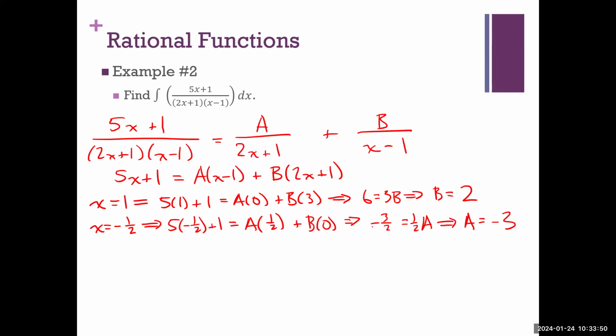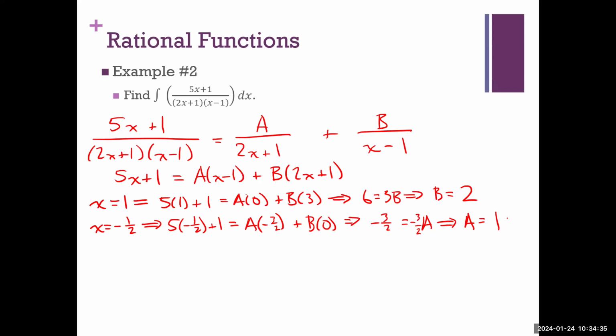Wait, why do I have a negative there? So 5 times negative 1/2 plus 1, that's going to be negative 5/2 plus 1, which is negative 3/2, right? Oh, yeah, you're right. Thank you. So the negative 3/2 goes here, which makes A even simpler, right? All right. Am I good now?